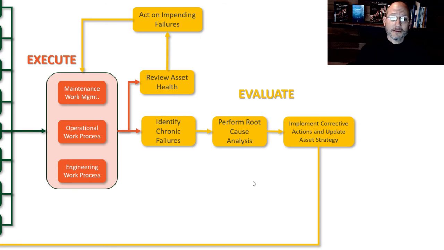So this altogether represents what I would call a practical approach to building a reliability process. We build a strategy. We execute that strategy in our core operating systems: maintenance, operations, and engineering. And then on the backside, we're constantly evaluating the data to make sure we're catching failures before they actually occur. We're looking at the health of the equipment. And second, we're looking more broadly at the chronic failures that are occurring, getting to the true root causes, getting some corrective actions, but also, more importantly, making sure we're updating our strategies so that we don't experience that failure again.